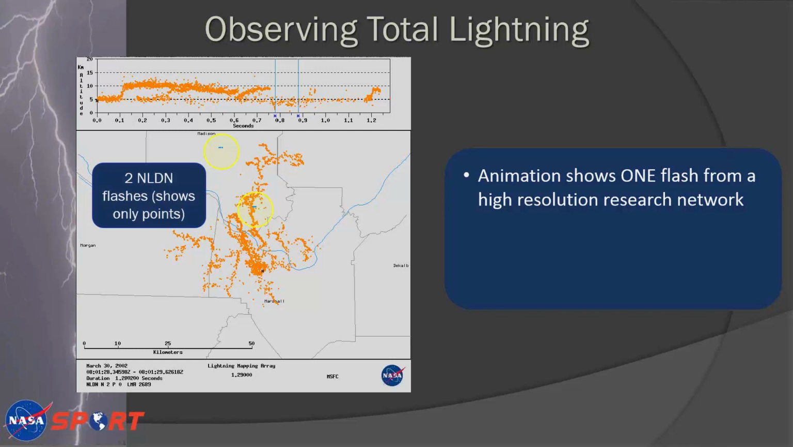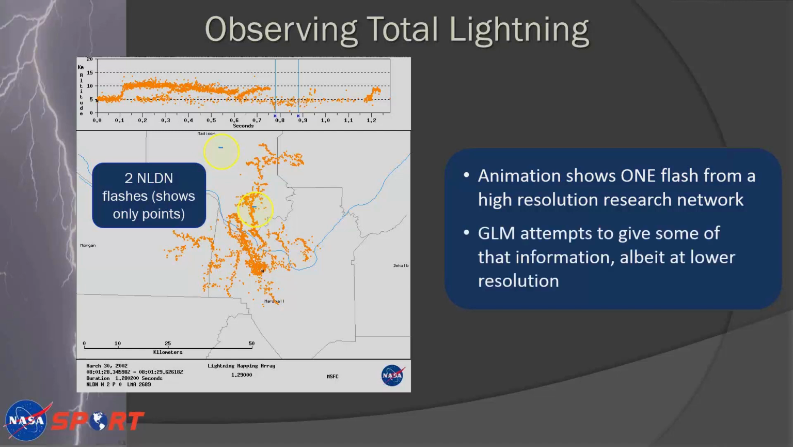Now, this is one of the features that we have to understand about the GLM. The GLM can see total lightning, but it will not distinguish between intercloud and cloud-to-ground flashes. So that's one of the reasons why we need the combination of both data sets. What the GLM is going to attempt to do is take the information that we can see with this high-resolution research network and provide it over a much larger field of view, but of course at a lower resolution.